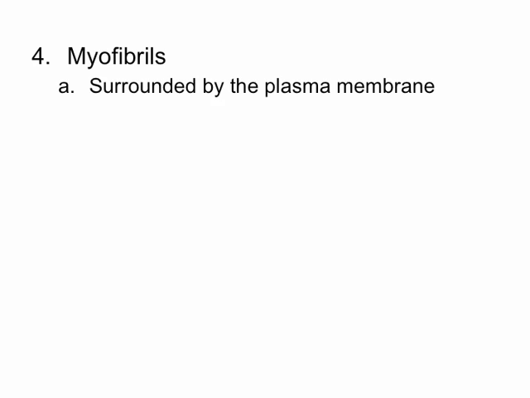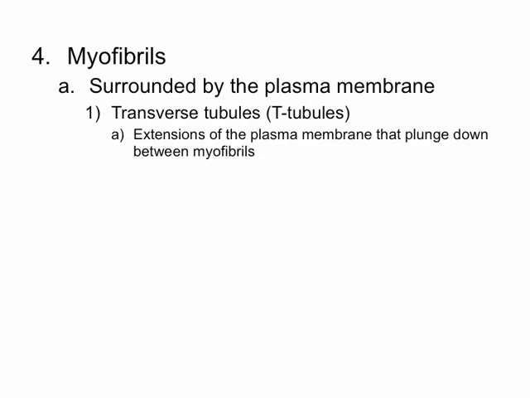Myofibrils. These are organelles, like we had mentioned before. They are surrounded by the plasma membrane of the skeletal muscle cell. And what happens is that the plasma membrane continues along and dips down in between the myofibrils. So transverse tubules, or T-tubules, are extensions of the plasma membrane that plunge down between adjacent myofibrils. Their function is to transmit an electrical impulse.